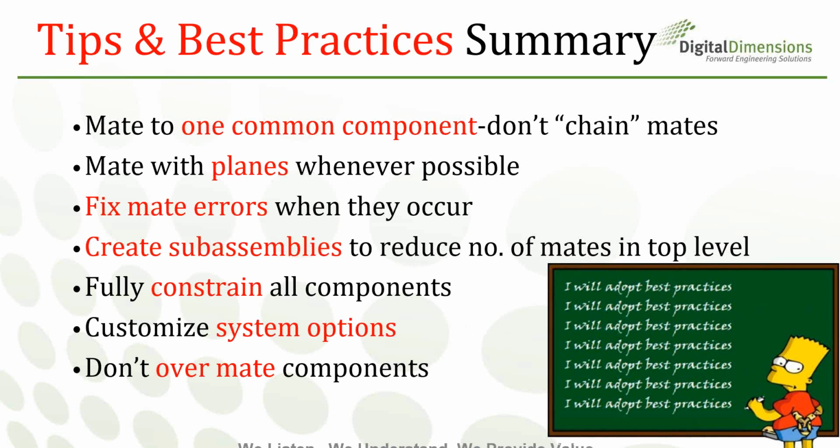Another one: don't overmate components. I showed this in the little demo at the beginning with the bike hub. Even though I solved the mate warning with the red error, it was still giving me some errors, letting me know that I actually had a couple of components overmated. So I can just delete those, and it'll clear out the tree.